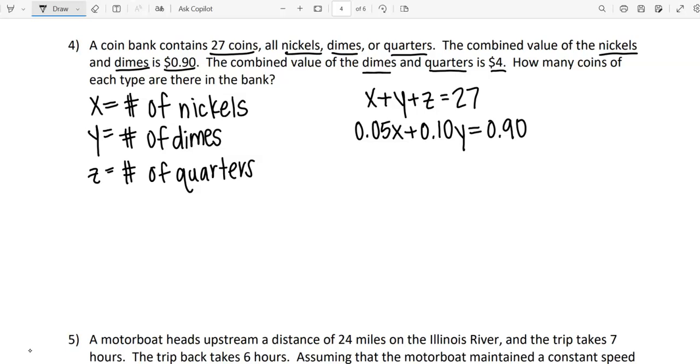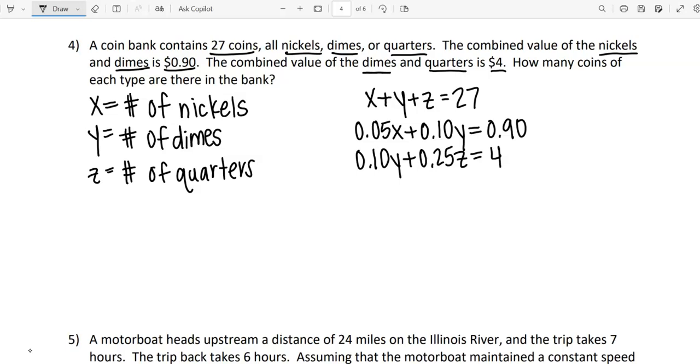Isabella, using that same idea, let's make the last equation for that sentence that has $4. What would that look like? Close. Dimes are how much? 10. So this will be 0.10y plus your quarters is 0.25z, and that's equal to 4. Good.